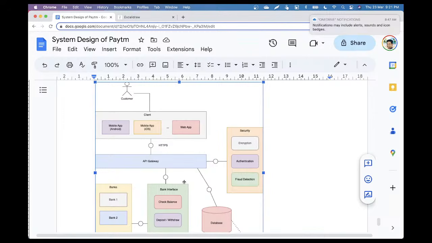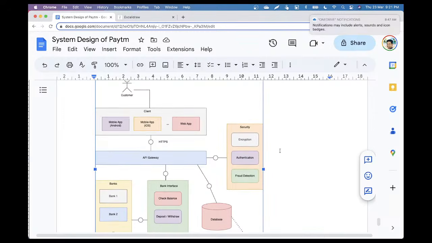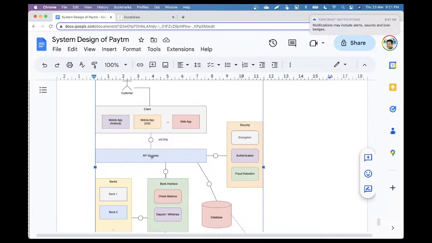Basically, there will be a lot of servers behind the API gateway. As the information is hitting, you will have encryption in the client also, but encryption is also implemented in servers, and the client is calling the servers and choosing the right security algorithm, and data encryption happens here. In the same way, authentication and fraud detection also happen.